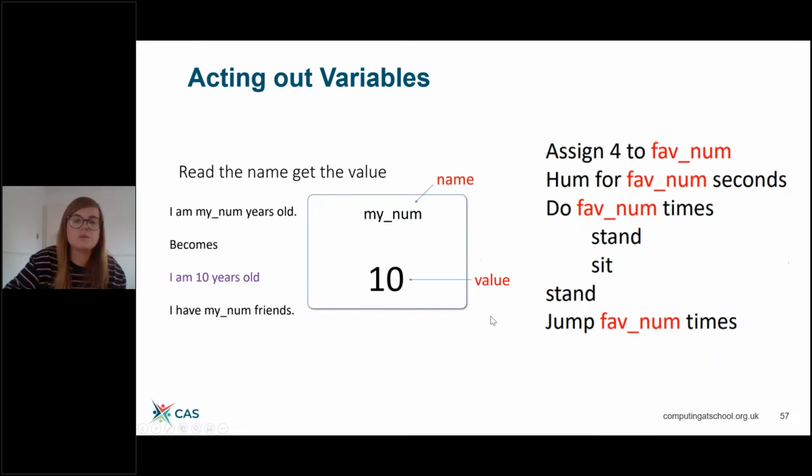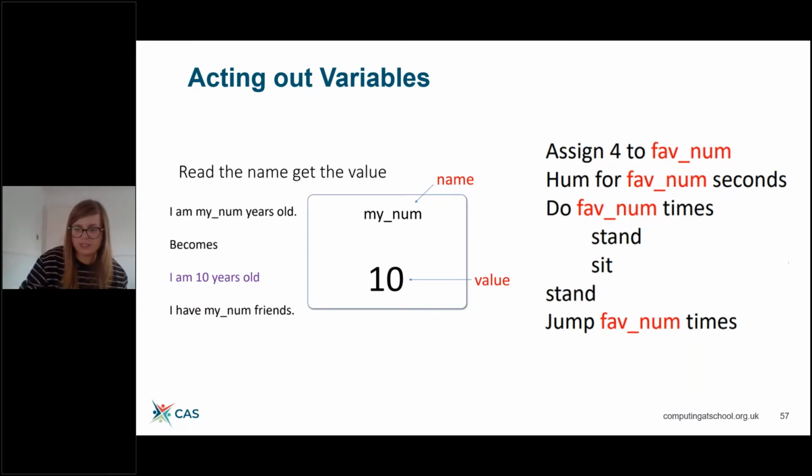So stuff like this, which is just getting them to think about it and getting them to act out. Assign 4 to fave number and then hum 4. You can say, well, how many seconds are you going to hum for? You're going to hum for 4 because it's been set up here. Do 4 times stand, sit, jump 4 times. So it's just getting them to start to think about it in that way.